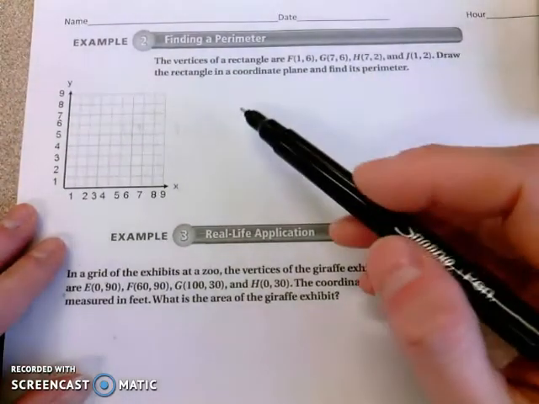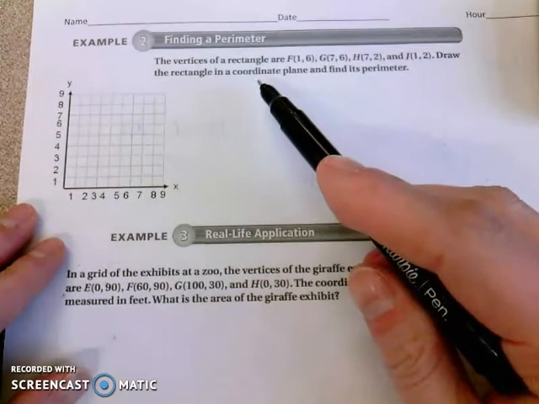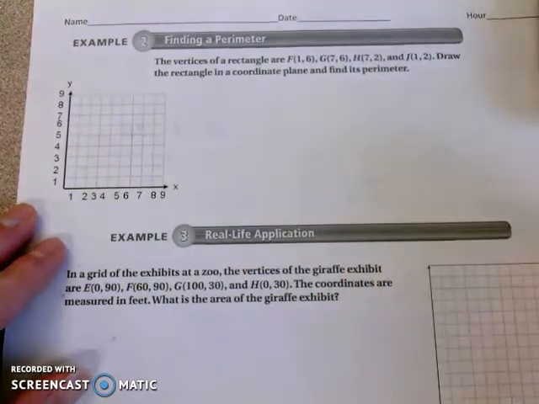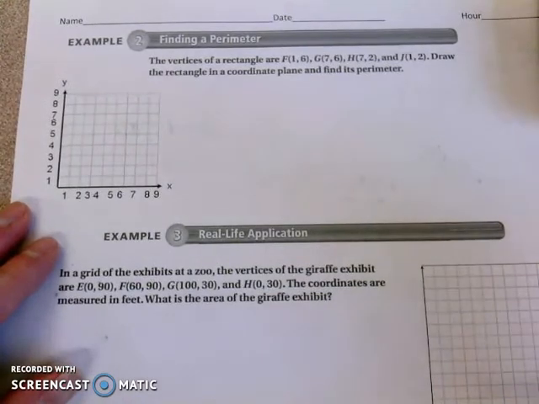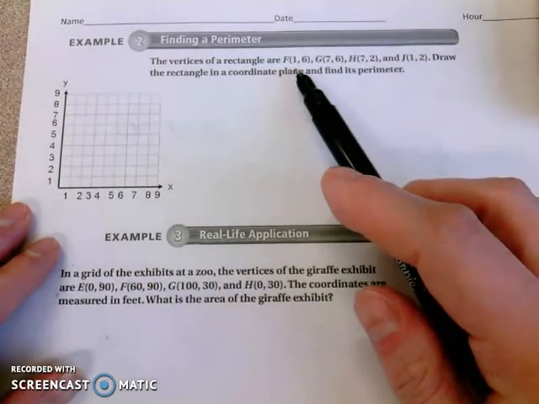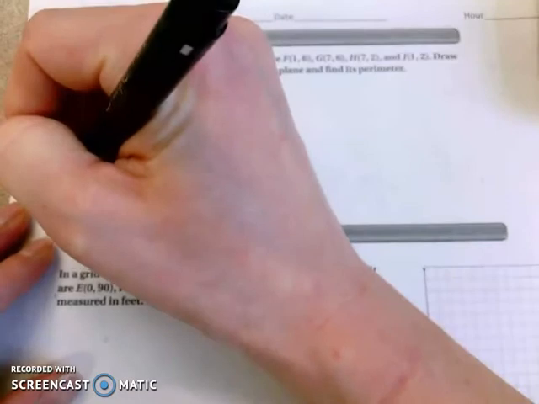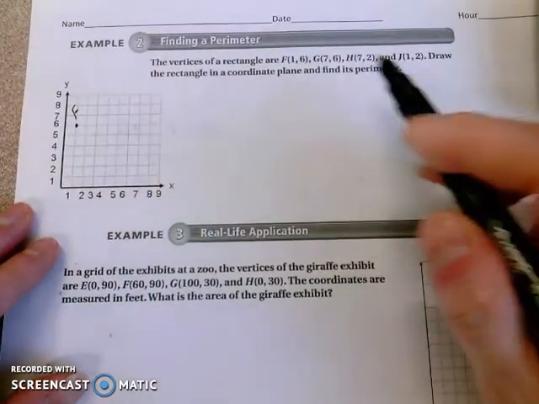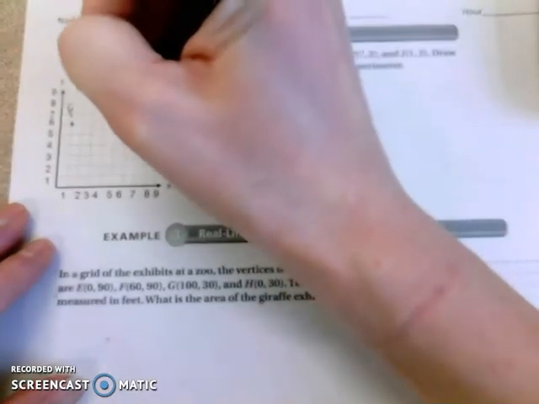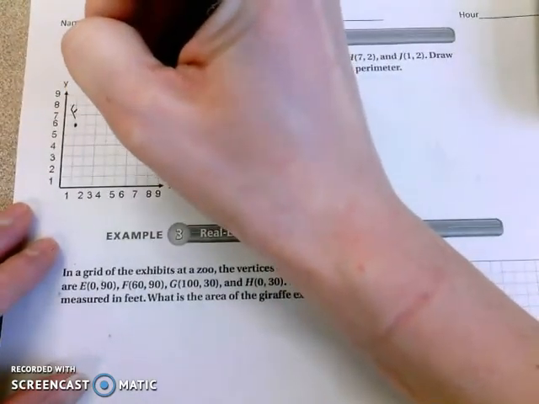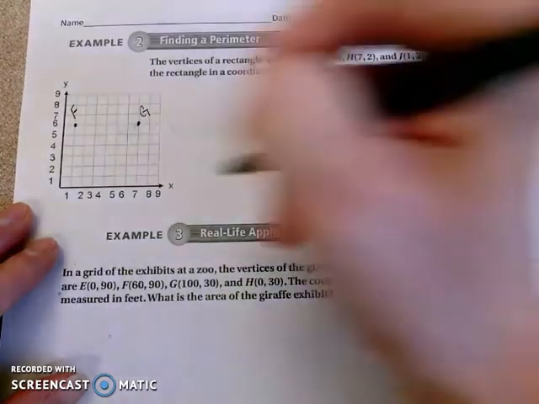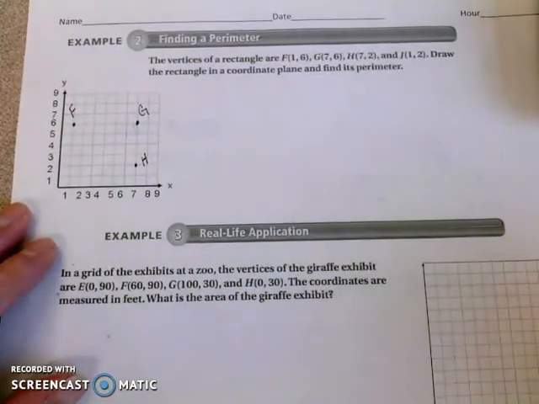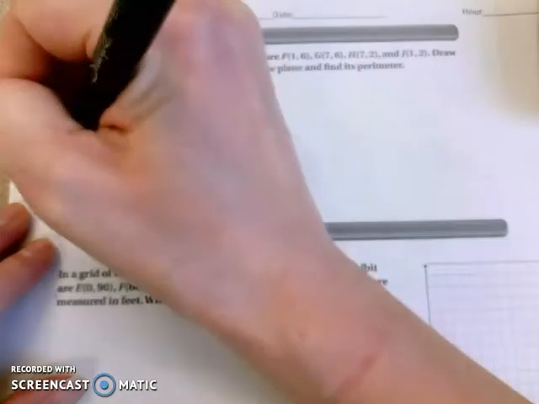All right, so in this problem, it says our vertices are of a rectangle. So we have F, G, H, and J. It skips I just because I can be confused for a 1, so we often don't use it. So I'm going to go ahead and plot those points. F is going to go at (1, 6). G is (7, 6). H is (7, 2). J is (1, 2).